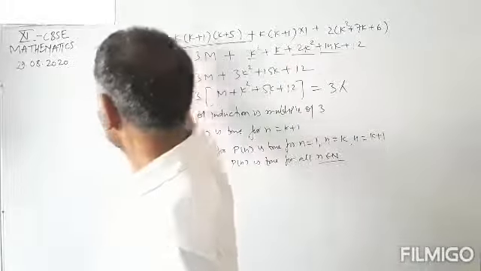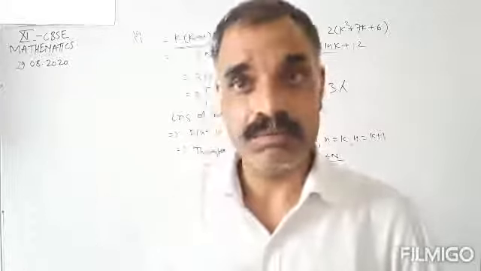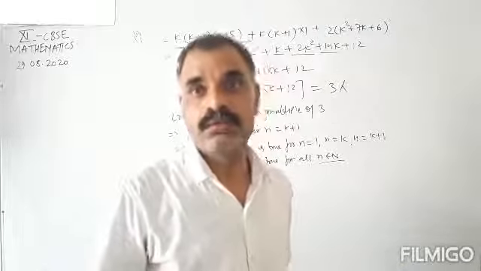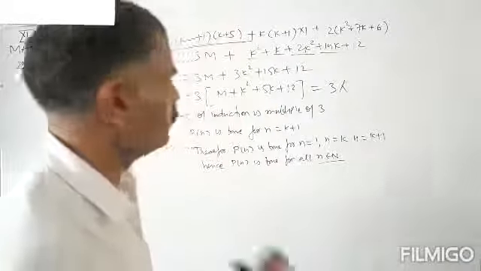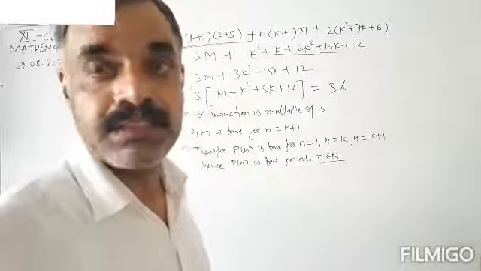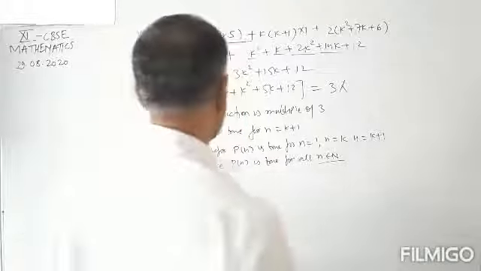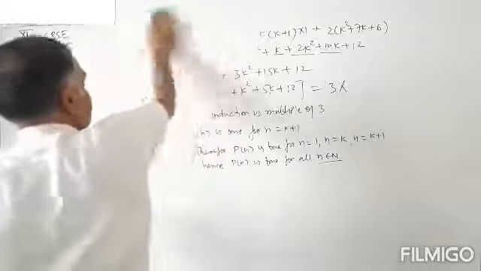Question number 19 we are solving, and the previous questions are already solved in previous videos. If you want to see the previous questions, see the previous videos. This is part number 4 of the PMI, that is the principle of mathematical induction. Now let us take question number 20.